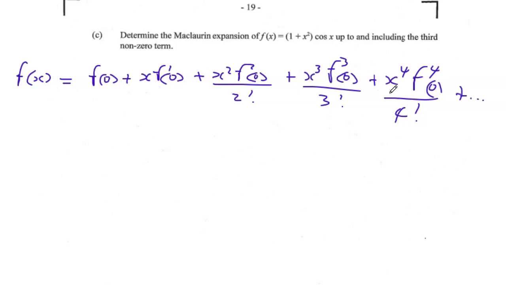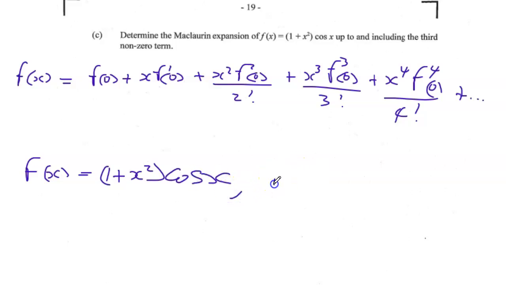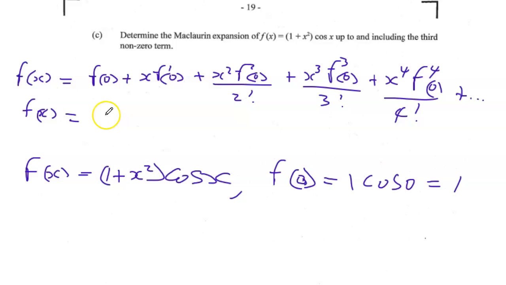So we know f of x. Let's see if we can find these values. We know that f of x is equal to 1 plus x squared times cos x. Let's find f of 0. Replace x with 0. That's 1 plus 0 squared, which is 1 in the bracket, times cos 0. And cos 0 is actually 1, right? So the first term in the series there would be f of 0. f of 0 is 1. Let's find f prime 0.